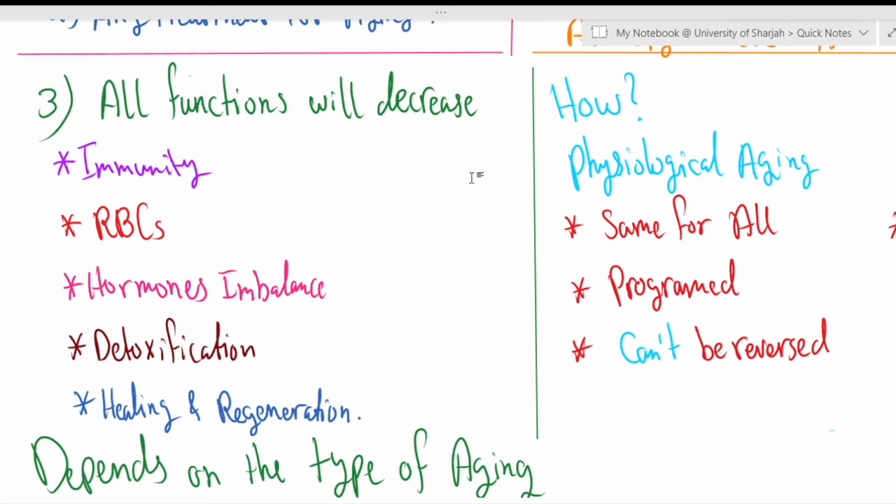RBCs are getting damaged, so decreased oxygen delivery. Endocrine cells are getting damaged, so hormone imbalance. Liver and kidney getting damaged, so decreased detoxification and buildup of toxins. Also, the stem cells are actually getting used up, so we have decreased healing and regeneration. But this all will depend on the type of aging we're talking about.